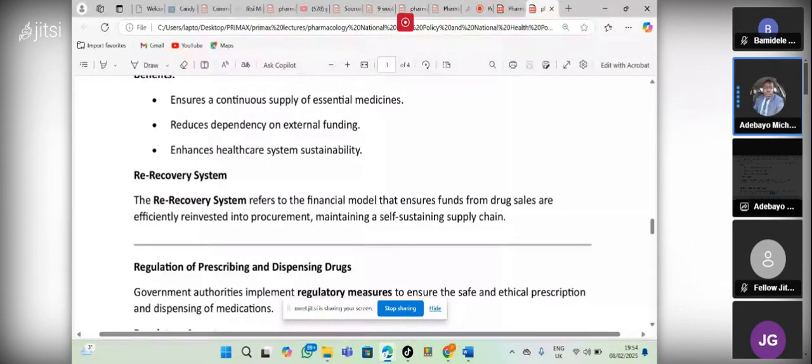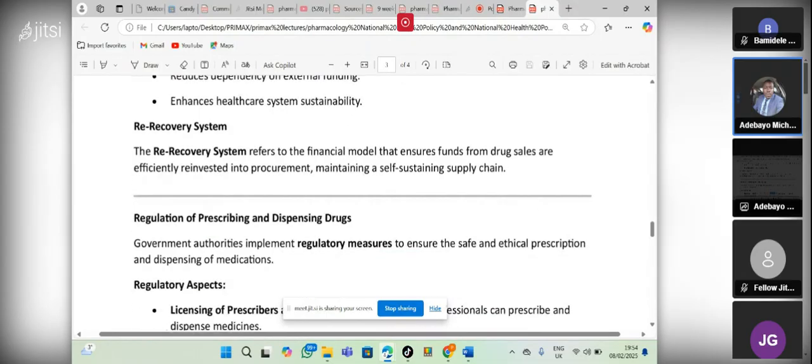So there is a recovery system as well. The recovery system refers to the financial model that ensures funds from drug sales are efficiently reinvested into procurement, maintaining a self-sustaining supply chain. Just like what we have said before, whatever money that has been made, put it back, so that there will be continued supply of drugs.